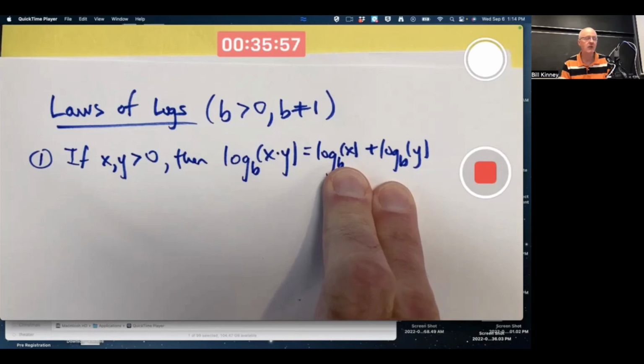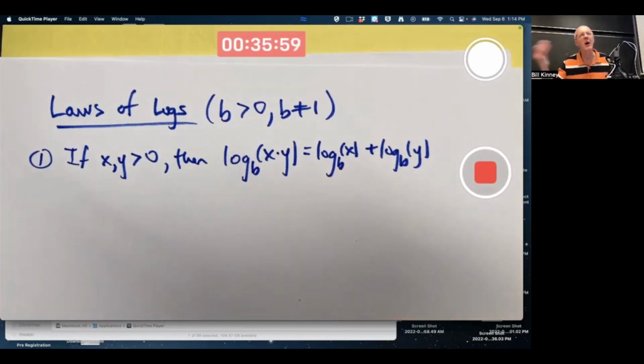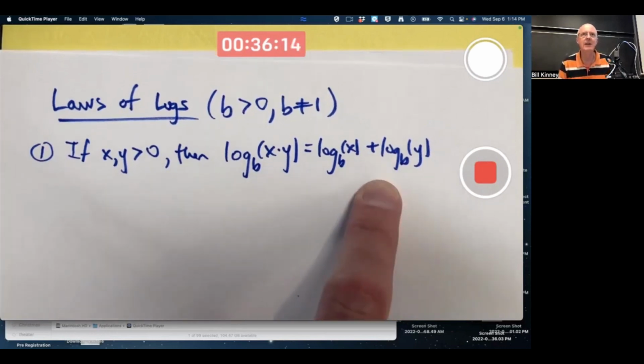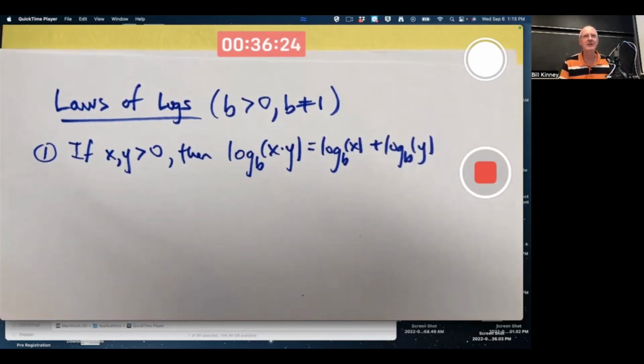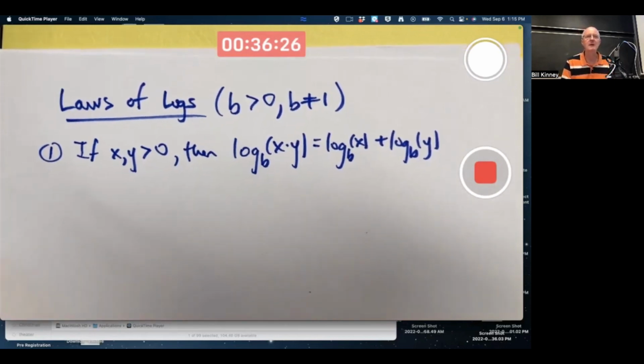Say that to yourself over and over again tonight as you go to sleep. It'll help put you to sleep. Log of a product is the sum of the logs. People get this mixed up all the time. Wait, is it the log of the sum is the product of the logs? No, no, it's the log of a product is the sum of the logs. You should try to memorize this, even though I was talking about memorization not being the most important thing in the world. Certainly it's not the most important thing in the world, but it is still worthwhile sometimes.